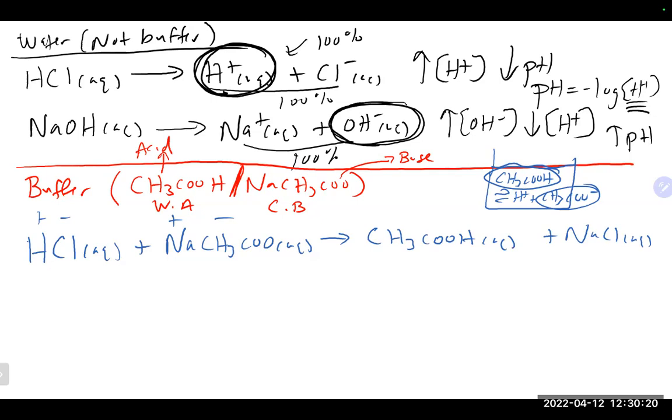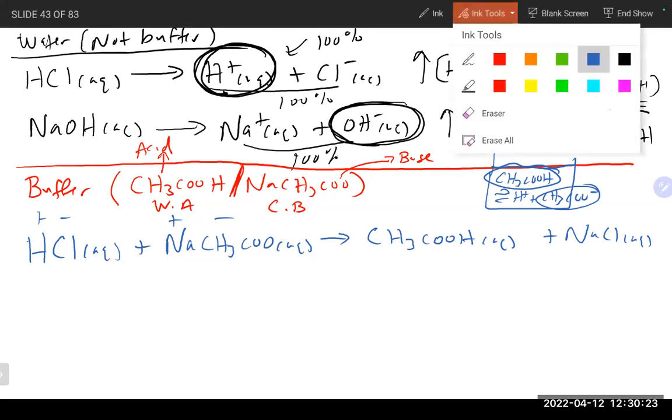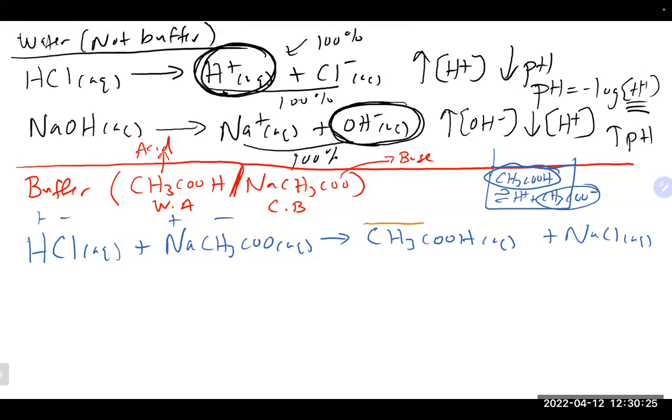So let's talk about a couple of things that we see produced. First off, we did produce some acetic acid. Acetic acid was actually part of the buffer to begin with, right? So it's clearly not going to mess up the pH. And by the way, that always happens when you add an acid to a buffer. You will make more of the acid part of the buffer, and we use up some of the base part of the buffer in the reaction. So you always generate a little bit of the other part of the buffer. That's clearly not going to do anything to the pH.